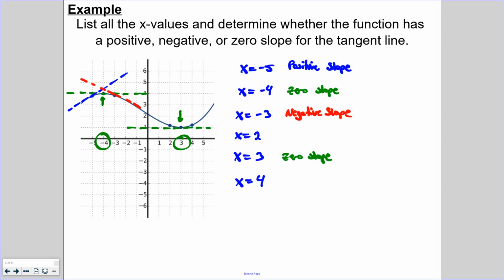Alright, next up is x equals 2. If we sketch a tangent line at x equals 2, again, it appears as though our tangent line is decreasing, which means we are going to have a negative slope. And then finally at x equals 4, we sketch a quick tangent line. That tangent line is increasing, so that means we would have a positive slope at x equals 4. And there you have it, all the x values and the classifications of slopes for the tangent lines that intersect all those x values.